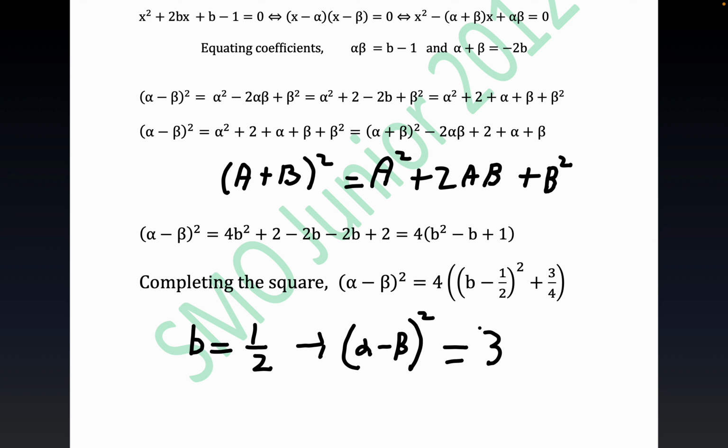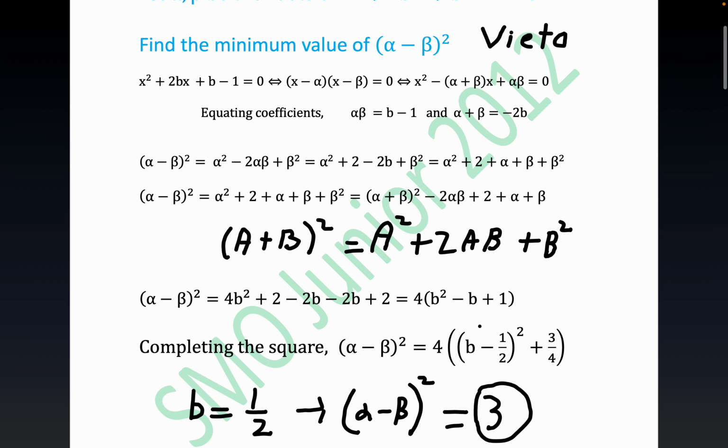Which is our answer. That's the smallest that the quantity alpha minus beta squared can be, is 3. And again, that's what we were looking for. Find the minimum value of alpha minus beta squared. And that minimum value is 3.